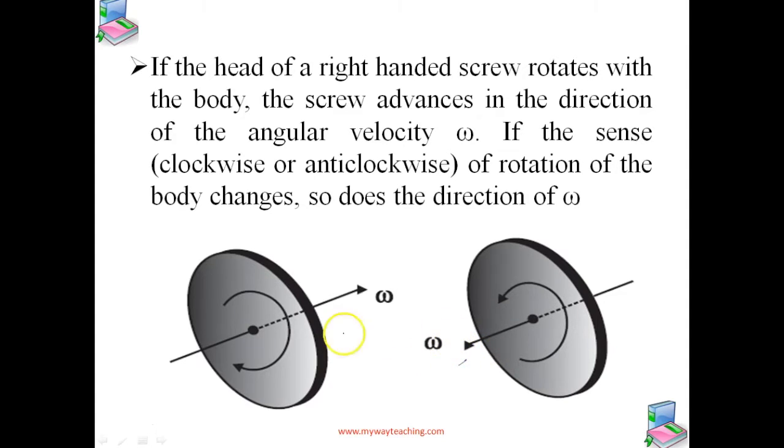So if the sense of rotation of the body changes, so does the direction. Here, moving in clockwise direction, the direction of angular velocity is like this. In anti-clockwise direction, here it is like this. With respect to that direction, the direction of angular velocity also changes. So the magnitude of this angular velocity w is equal to d theta by dt.